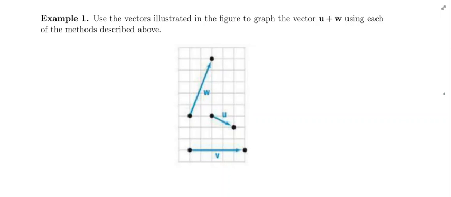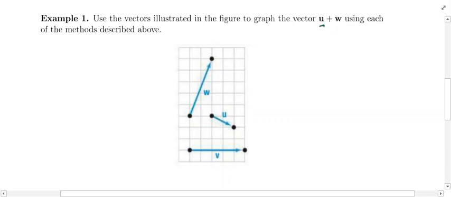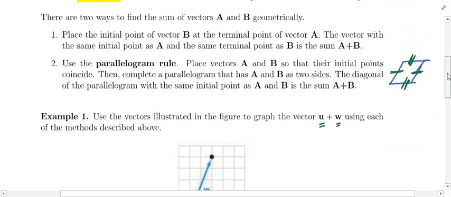Addition is commutative, so if you wanted to do w plus u, it's going to give you the same thing. But I'm just going to stick with the order here. I'll do u plus w. We're not going to be worried with v here. So let's go back to method 1.